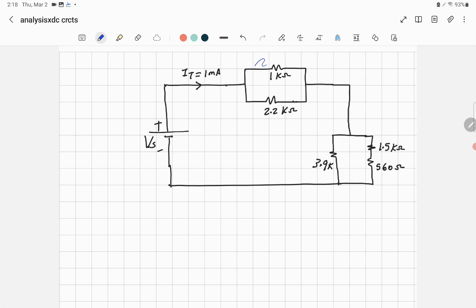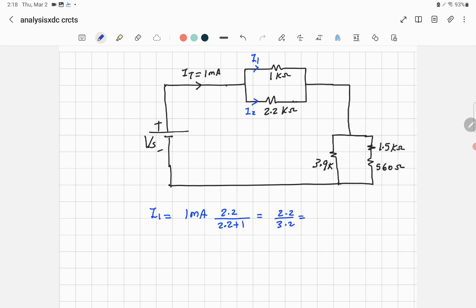So what is the current here? Let's just call this one I1 and this I2. So what is the value of I1? I1 would be equal to the total current, which is equal to 1 milliamp, multiplied by the opposite resistance 2.2, divided by the sum of the resistance 2.2 plus 1 kilo ohm. So you get 2.2 divided by 3.2.